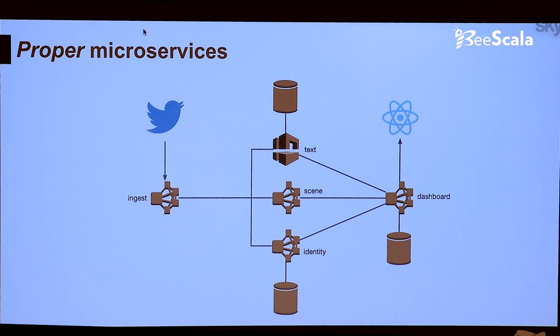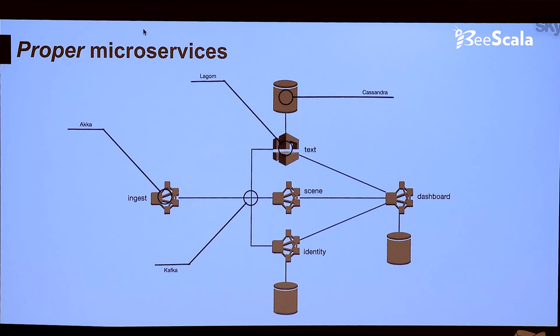Now, we publish them on the tweet image topic, and we have three consumer groups. We have three microservices: text, scene, and identity. We use Cassandra, obviously, for the journal. We have Lagom for the text microservice, just so we can practice. So this is Java. And scene and identity, well, that's our deep learning computer vision code. It will tell us what's on this image, and identity, of course, will tell us who's on the image. And then finally, we have a dashboard that shows the images in our React.js application.